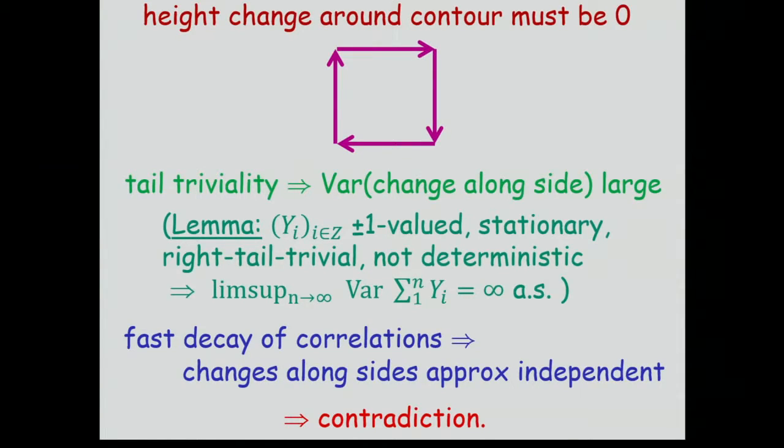Anyway, if you have an FFIID coloring, or if you have any process with fast decay of correlations, then the idea is that you expect changes along different sides of this large square to be roughly independent of each other. So it means if you just go around the cycle, you shouldn't expect the height to join up when you get to the beginning, and that would be a problem. So that's the idea.